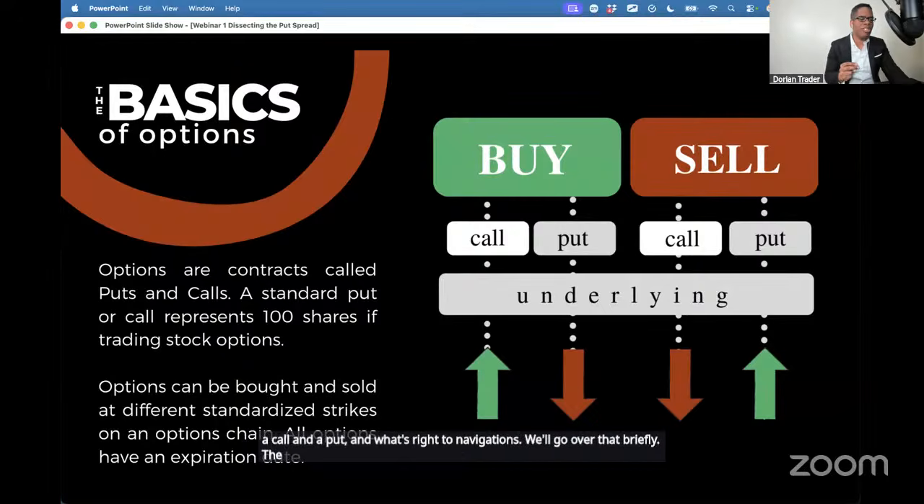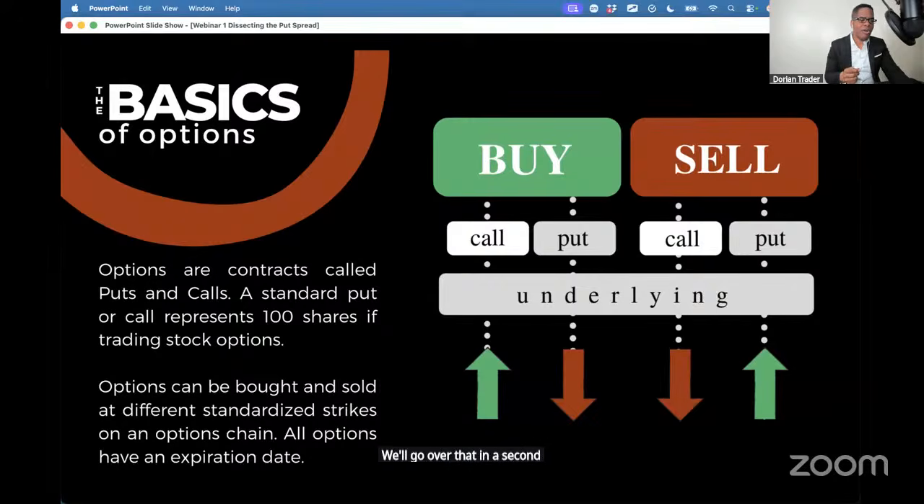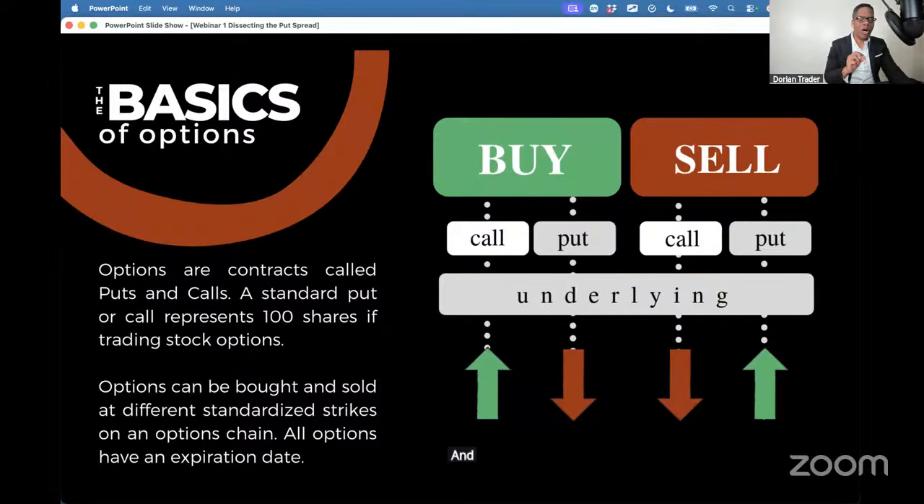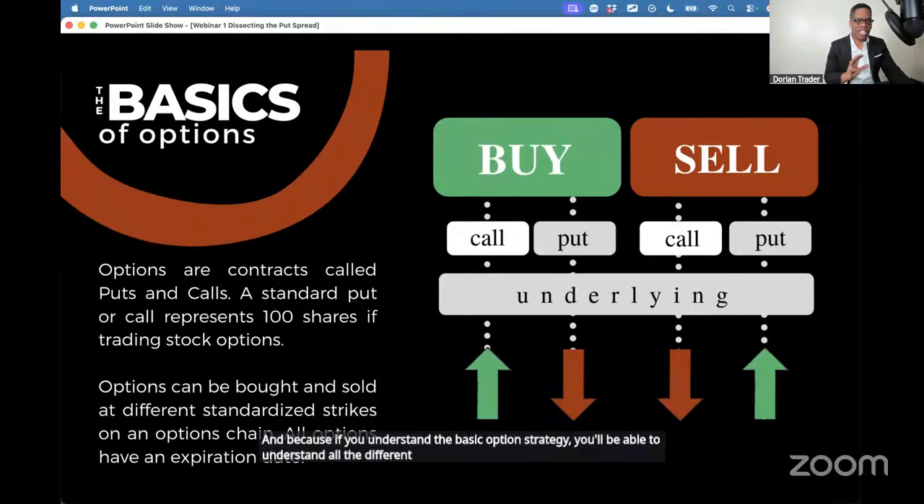The second pillar is what is the option chain and how do you use the option chain? Because that's how you literally buy and sell calls and puts. We'll go over that in a second. And then the third pillar is basic option strategies, because if you understand the basic option strategies, you'll be able to understand all the different exotic strategies that are created out there, because they're just a deviation from the basic strategies, right?